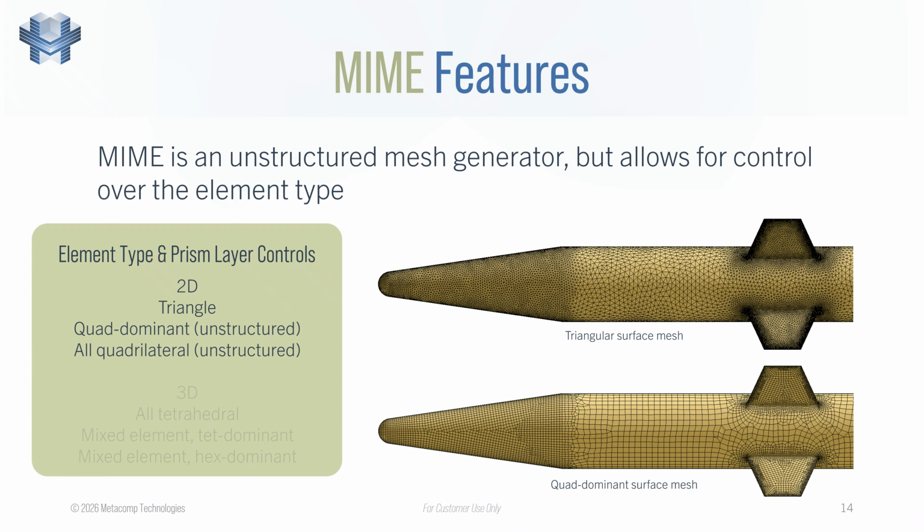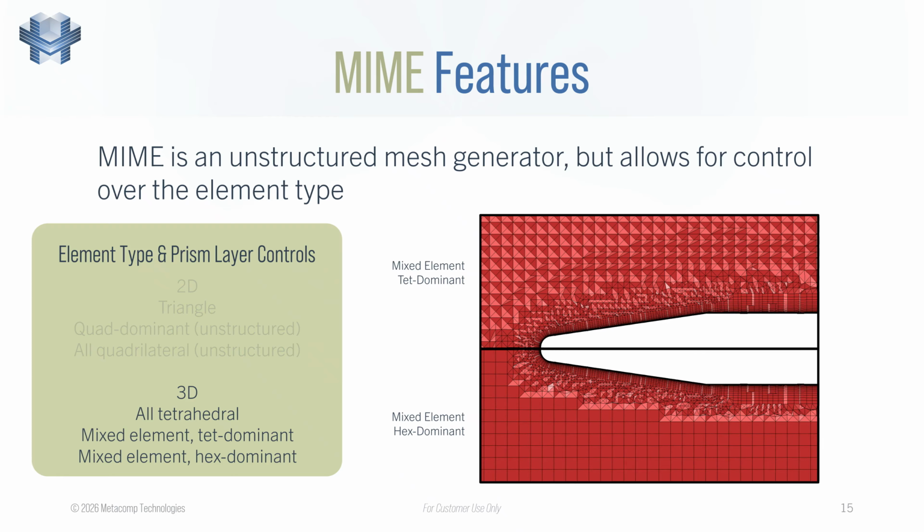MIME is an unstructured mesh generator, but provides control over the element types that are used to create the mesh. Users can request triangular surface meshes, or they may request quadrilateral dominant surface meshes. Within the 3D volume, users can choose between tetrahedral volumetric cells or hexahedral dominant mixed volumetric cell types.